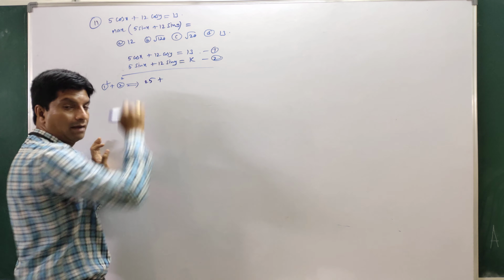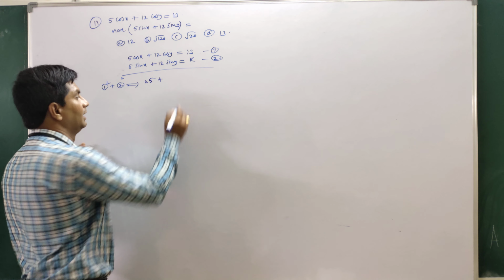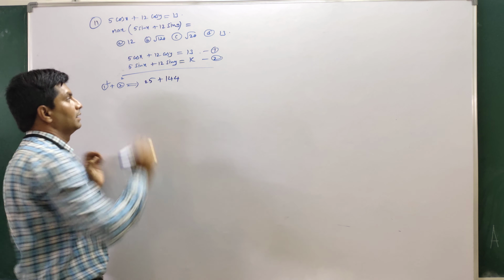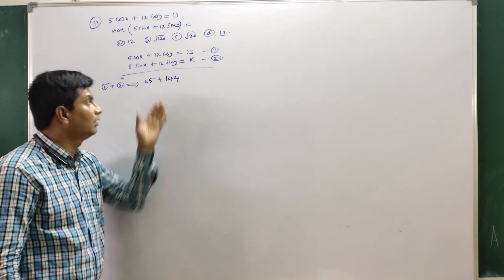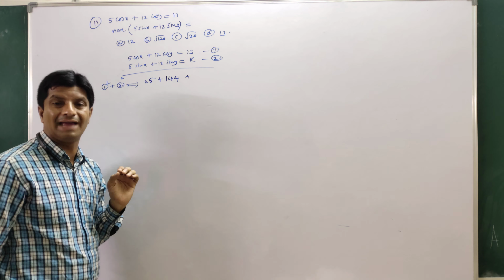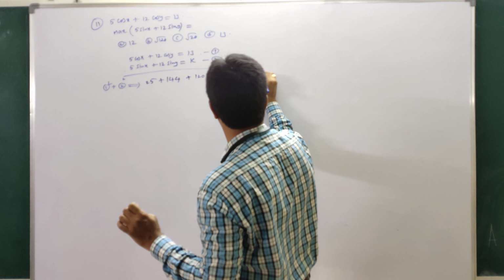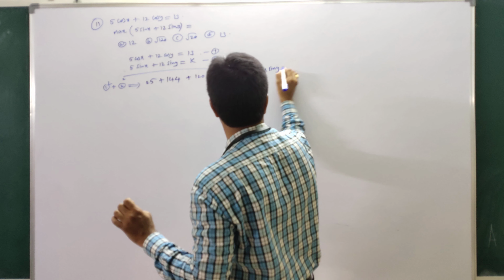Plus b square terms, I am adding in both the terms. 144 cos square y plus 144 sin square y. Take 144 common, you will get what? Cos square y plus sin square y is equal to 1. So 144 into 1, 144. Plus 2ab terms. What is 2ab for the first expression? 2 into 5 cos x into 12 cos y. How much will you get here? 2 into 5, 10 into 12, 120 into cos x cos y. This is the 2ab term in the first one. 2ab term here, 2 into 5 into 12. Again what do we get now? 120 into sin x into sin y.